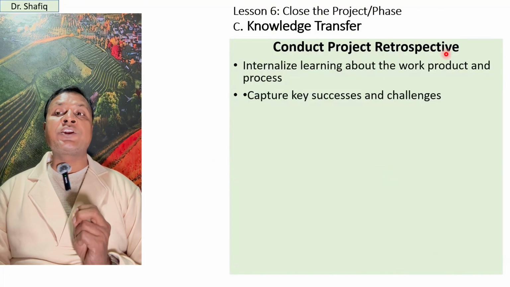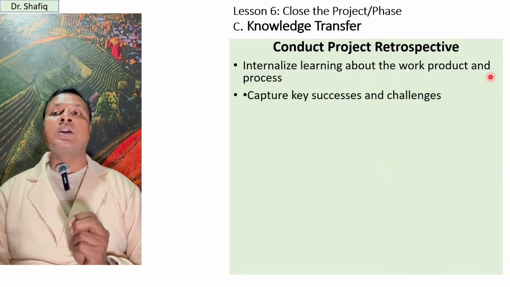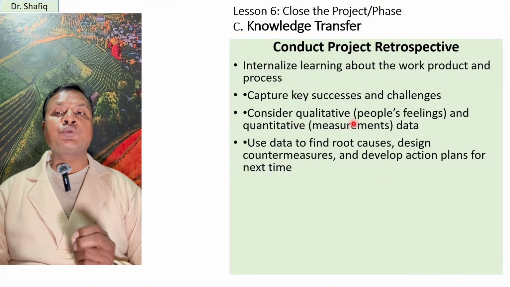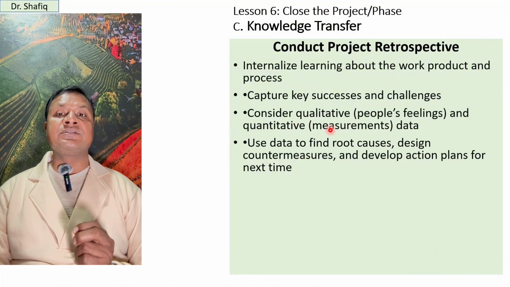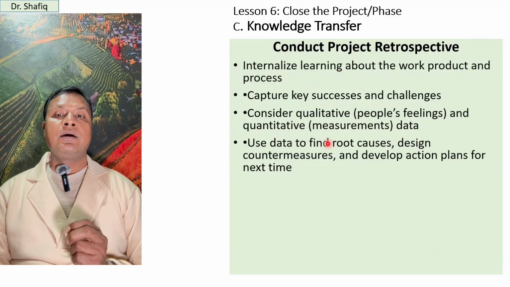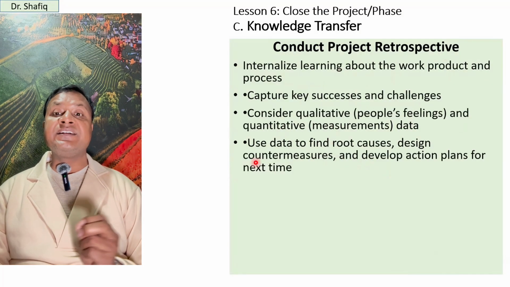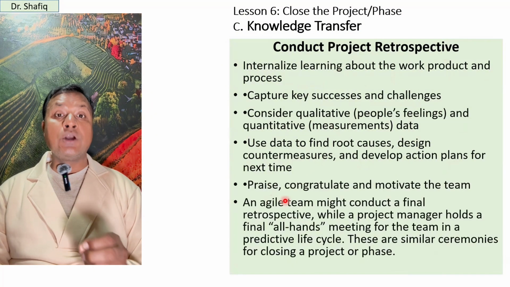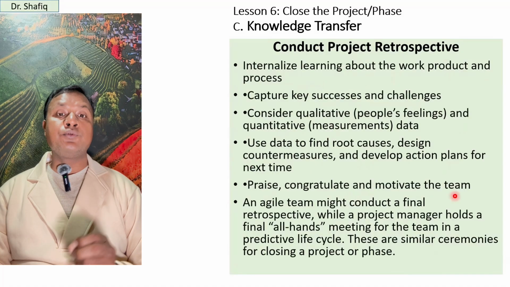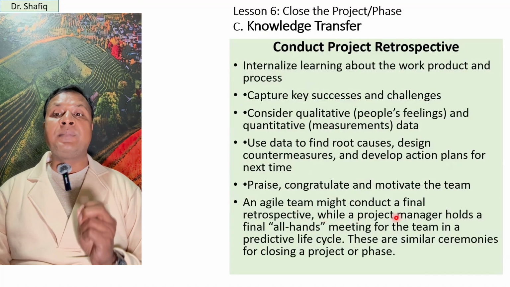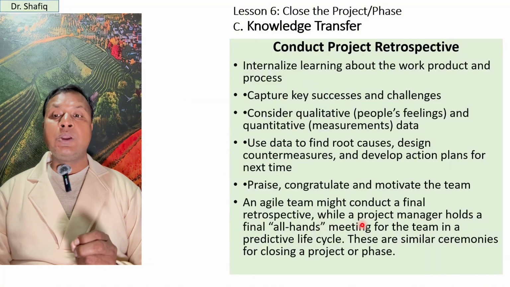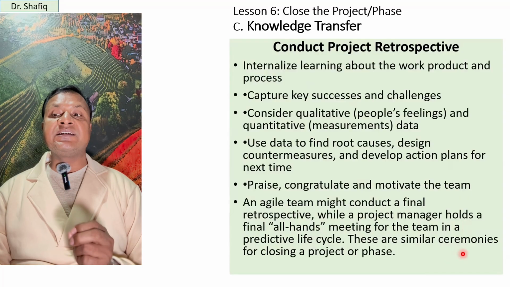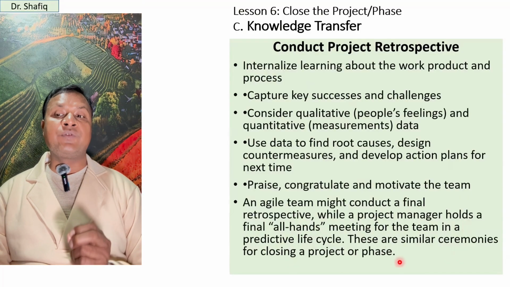So we should conduct a project retrospective, internalizing learning about work product and processes. We can capture key successes and challenges. We should consider qualitative people's feelings and understandings and quantitative measurement data. We can use data to find root causes, design countermeasures, and develop action plans for next time. So we should praise, congratulate, and motivate the team who is successful. An agile team might conduct a final retrospective, while a project manager holds a final all hands meeting for the team in a predictive life cycle. These are similar ceremonies for closing a project or phase.